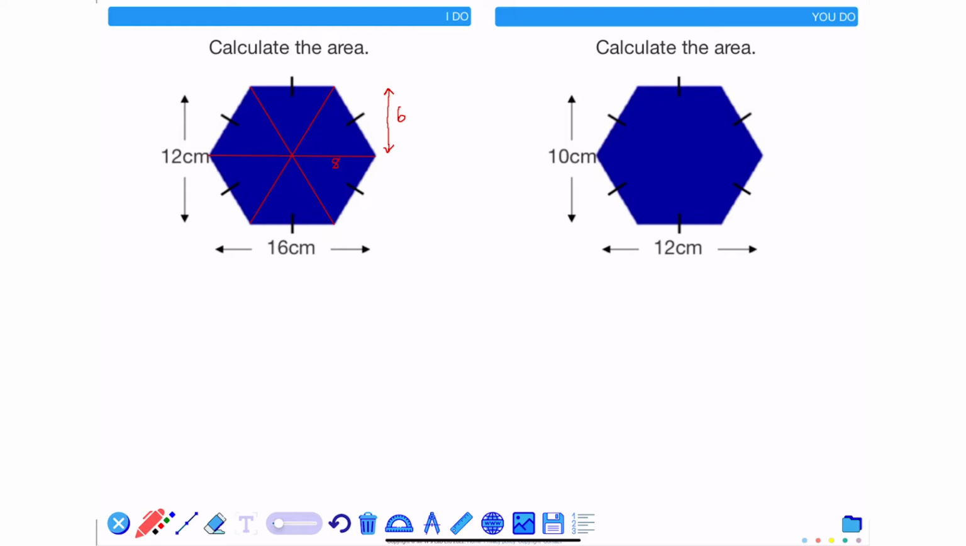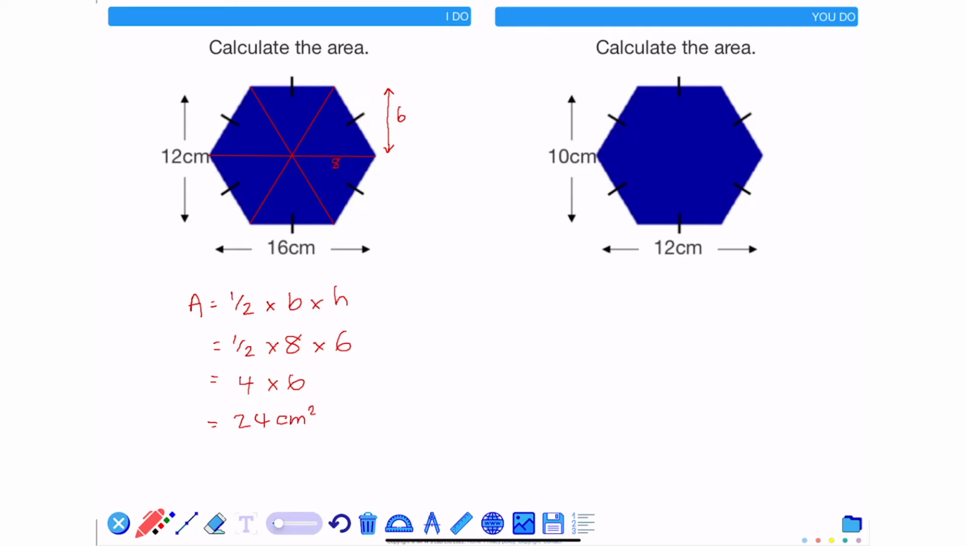I can then use the basic fact that the area of a triangle can be worked out by a half of the base times by the height. So substituting in the information I've got for one triangle, a half of 8 times by 6. A half of 8 is 4, and times it by 6 is 24 centimeters squared.